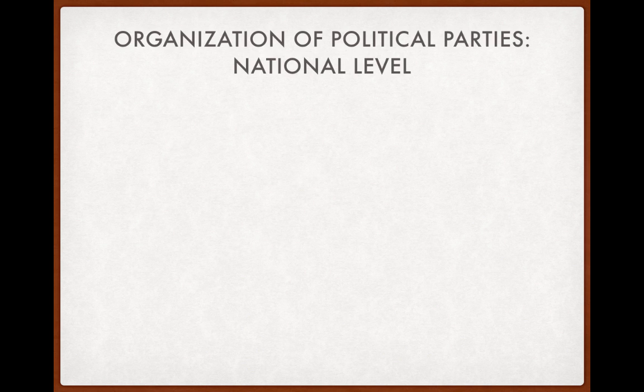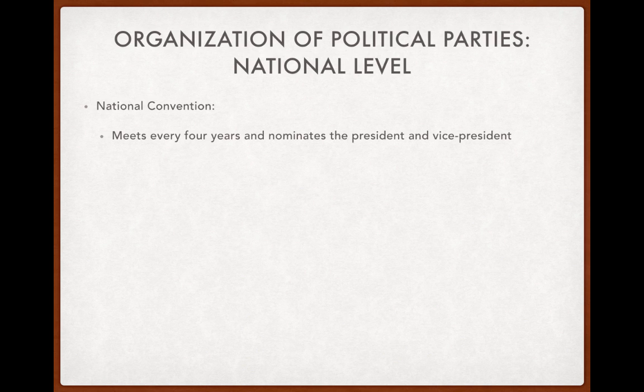Let's take a look at political parties on a national level. The National Convention meets every 4 years and nominates the president and vice president. They also articulate the party's platform. They make an announcement as to how the party stands on certain issues.